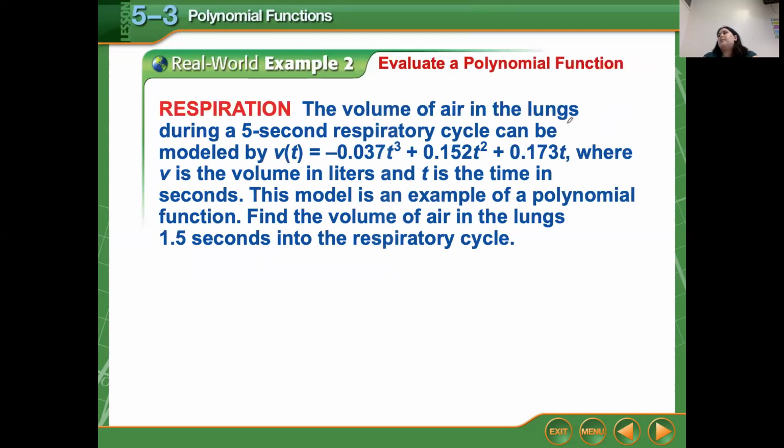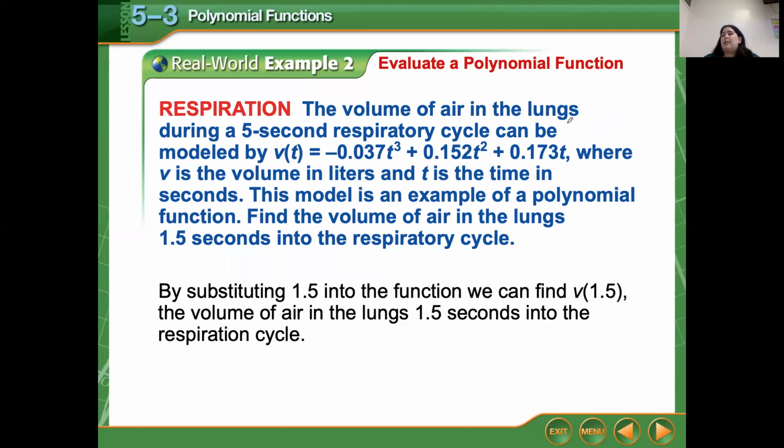All right, so here we have evaluate a polynomial function. The volume of air in the lungs during a 5-second respiratory cycle can be modeled by V of t equals -0.37 t cubed plus 0.152 t squared plus 0.173 t, where V is the volume in liters and t is the time in seconds. This model is an example of a polynomial function. Find the volume of the air in the lungs 1.5 seconds into the respiratory cycle. So all that means is everywhere I see a t, we're going to substitute with 1.5.